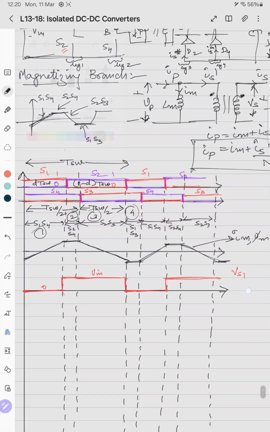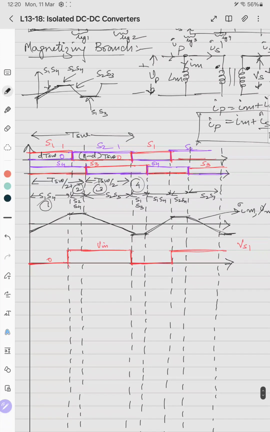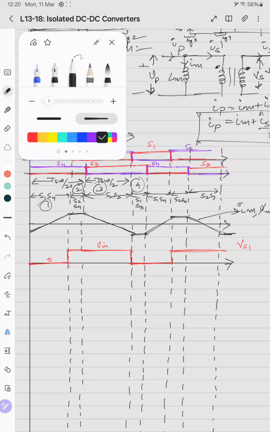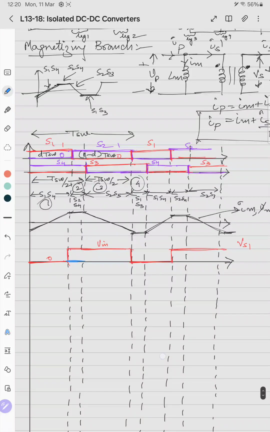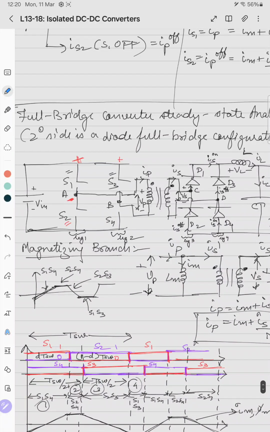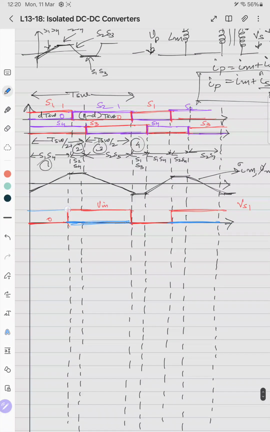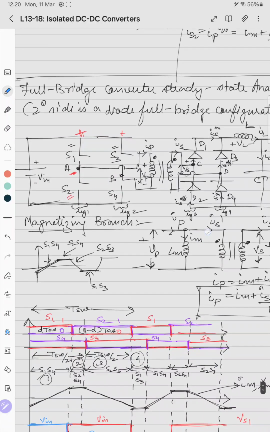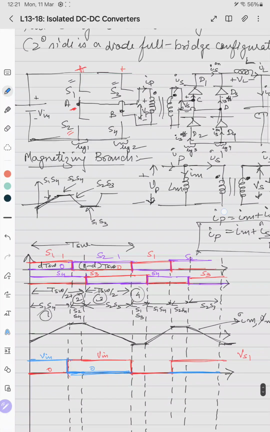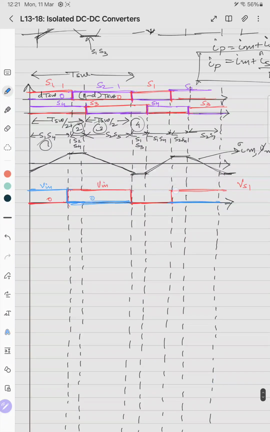Then we'll draw VS2. For VS2, when S2 is on, we'll make it 0. We'll make this 0 immediately. S2 is on means 0, like this till here. Similarly, S2 S4 and S2 S3, it is 0. Now when S1 S4 is on, we have to see voltage across S2. So when S1 is on, it is plus Vin. So here it is plus Vin. And when S1 S3 is on, again when S1 is on, voltage across S2 is plus Vin. So it is like this.